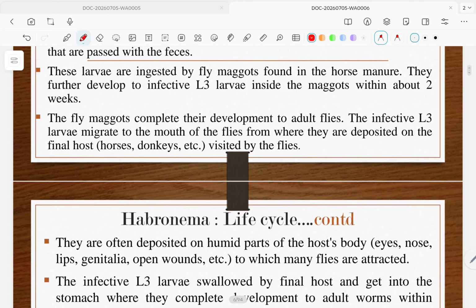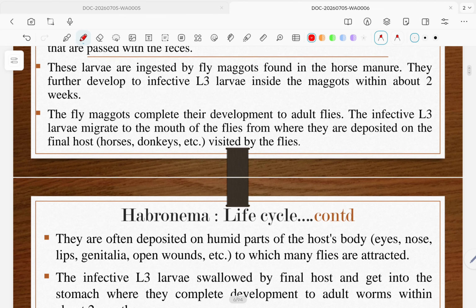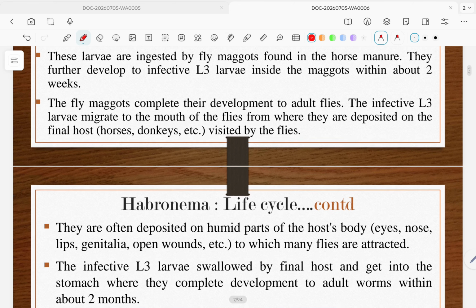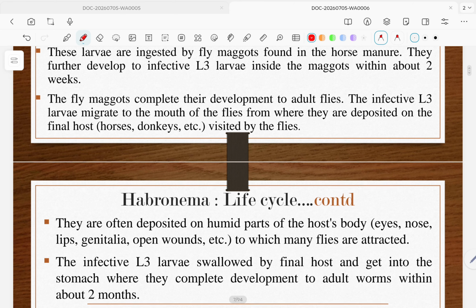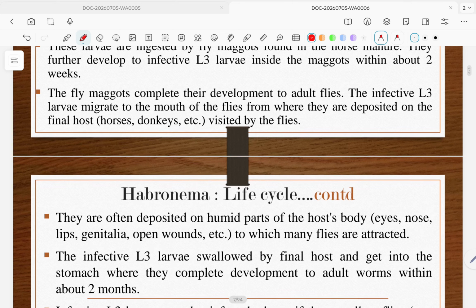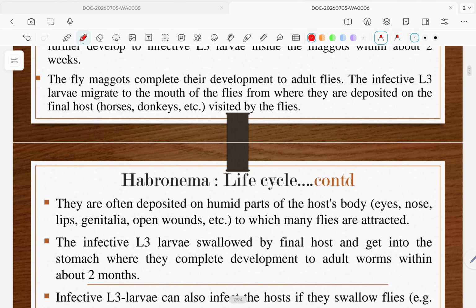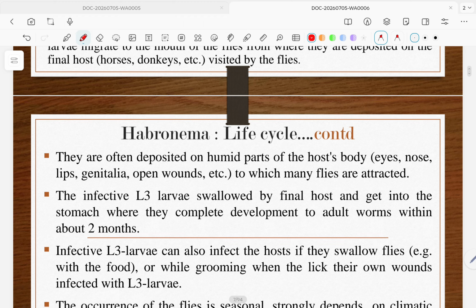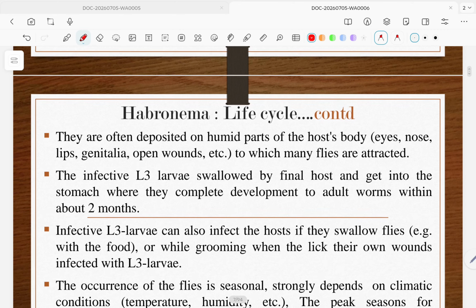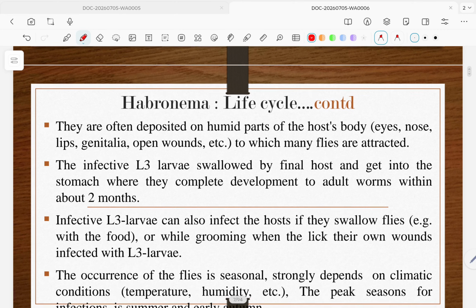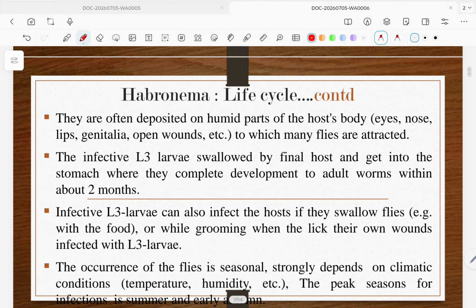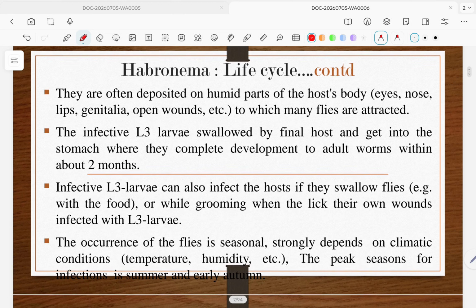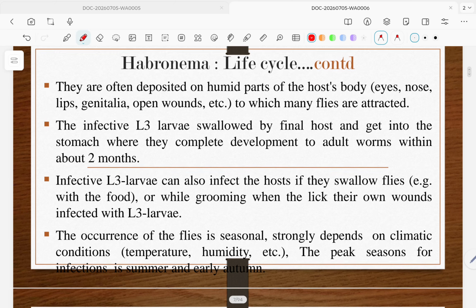The fly maggots complete their development to adult flies. The infective L3 larvae migrate to the mouth of the fly, from where they are deposited on the final host, horse or donkey, tissue visited by the fly. They are often deposited on humid parts of the host body, eye, nose, lip, genitalia, open wounds, etc., to which many flies are attracted.